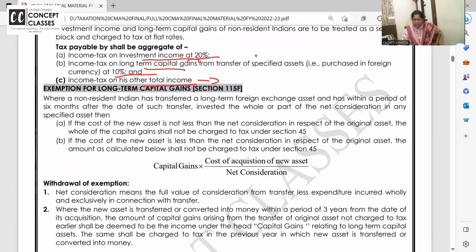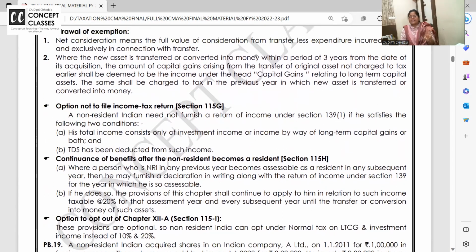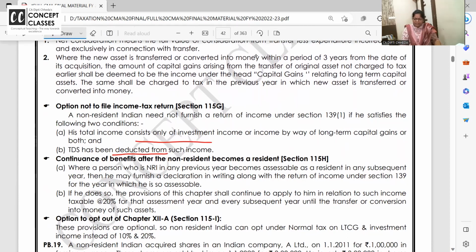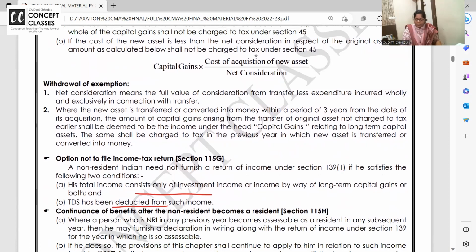Now, because you have purchased specific shares of the company in convertible foreign exchange, suppose you sell these shares and purchase another company's shares, you will get exemption under section 115F proportionately. Right. If you have only these two incomes, investment income from specified asset and long-term capital gain, and TDS is being deducted, then there is no need to file the return. Okay, but whatever new shares you have purchased, you should not sell for 3 years.